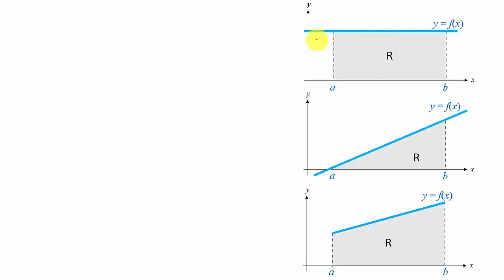In the first example, if the function is a constant, which gives me a horizontal graph, the area under it from a to b is simply a rectangle. However, if the function is linear like this or like this, which gives me a sloping straight line graph, the area under it from a to b could be a triangle, or in this case, a trapezium. But both of these can be easily found.